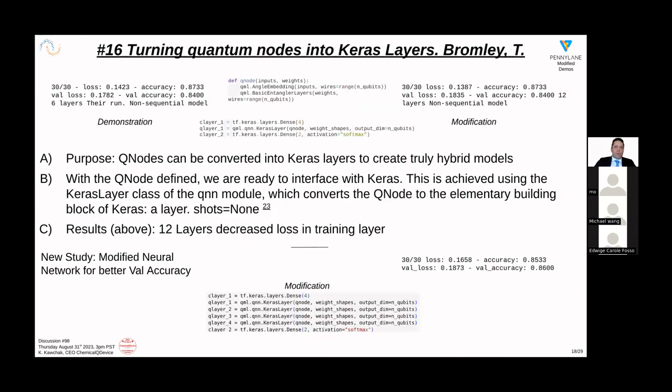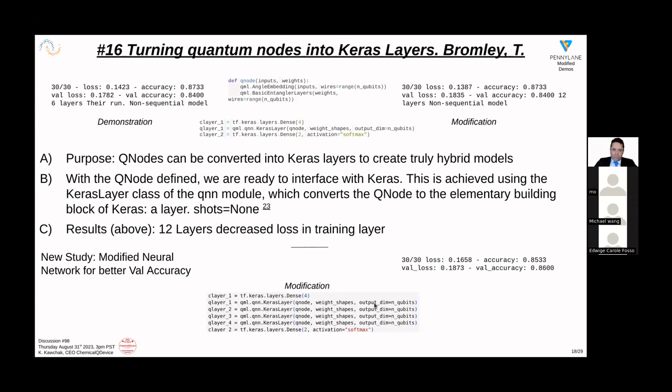Okay, this next specific one is basically quantum nodes into Keras layers. I've had issues running this because it generates some warnings, but everybody else is getting that same type of stuff, and it might be fixable with a certain version of TensorFlow.